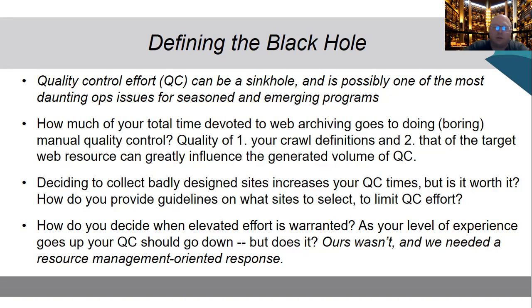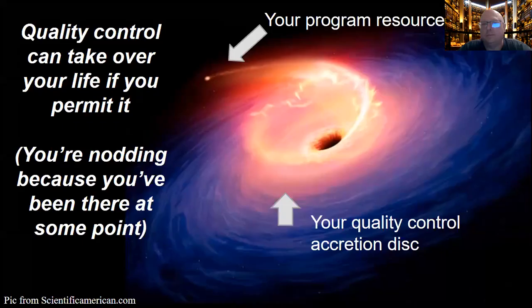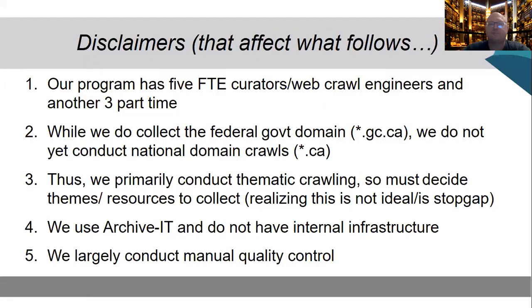Because as your level of experience goes up in web archiving, your quality control effort should go down, but does it? We found that ours wasn't. In fact, we were pumping a lot more time into quality control in order to try to create a perfect archive. But really what we needed was a resource management oriented response to manage that quality control effort. So my punchline really is that quality control can take over your life if you let it. So here's your program resources, and here's your quality control accretion disk. And what we're going about today is a methodology for how to constrain this.